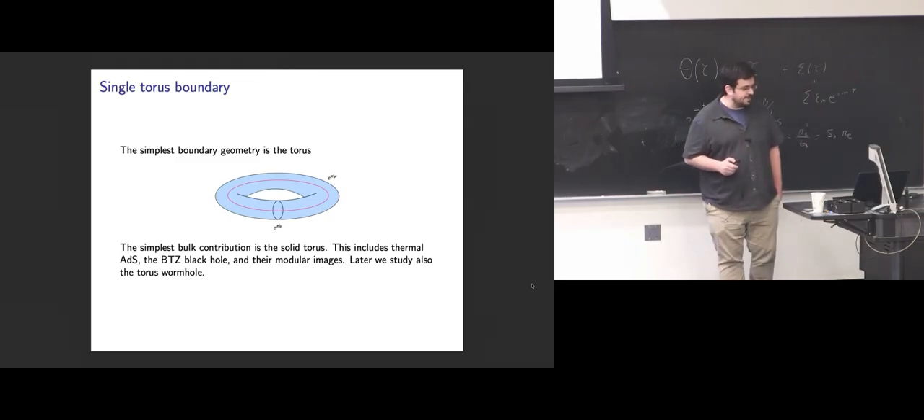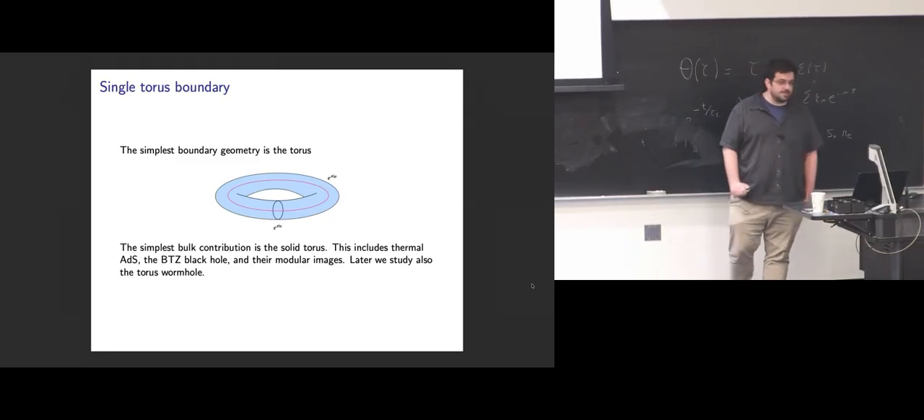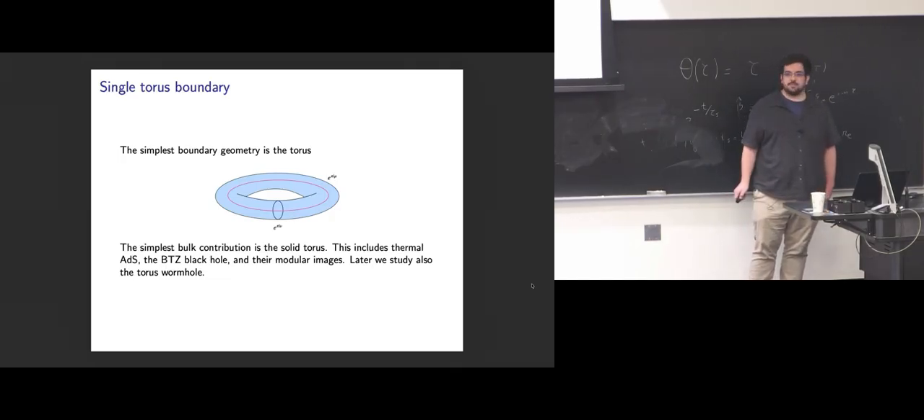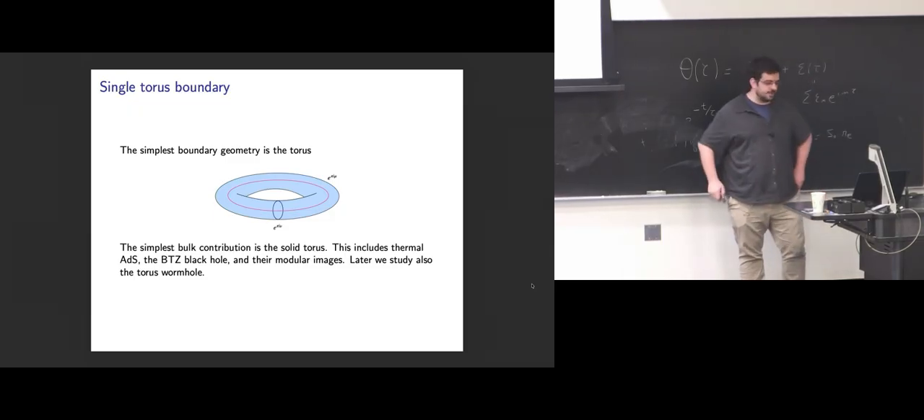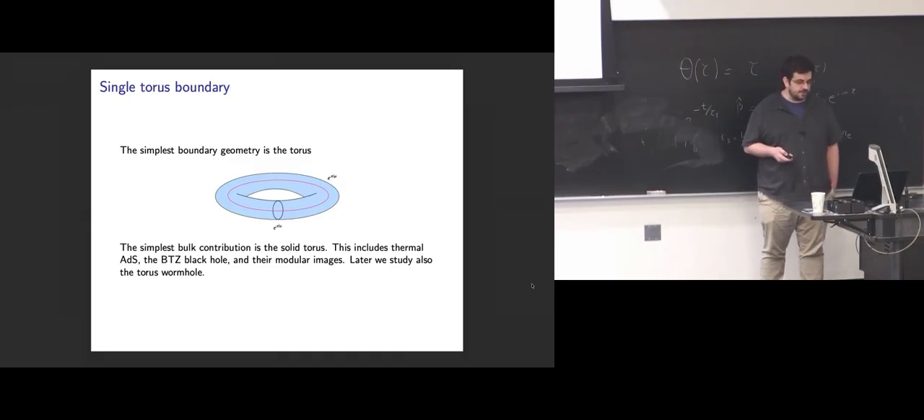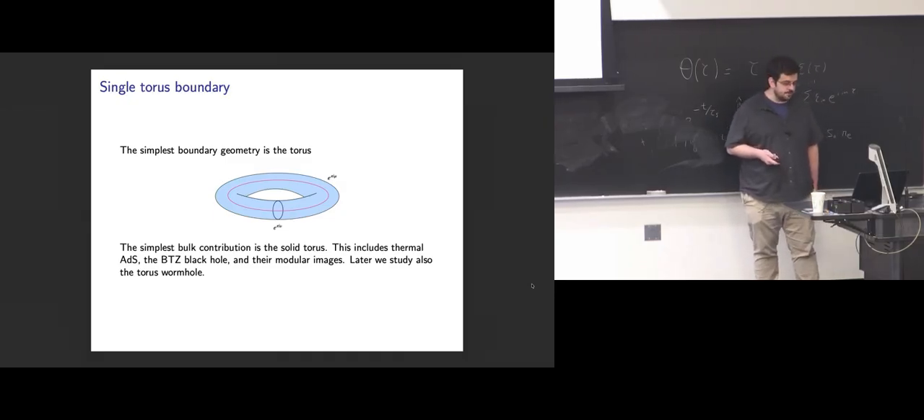The simplest boundary is the torus, and the simplest bulk is the solid torus. This includes BTZ, thermal AdS, and their modular images. And their modular images are precisely these large diffeos that I was describing earlier, with a generalization. And then we will also study the torus wormholes, but let's first begin with the single torus boundary and the solid torus partition function.